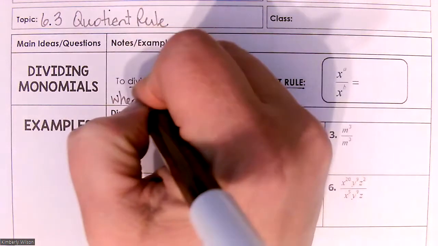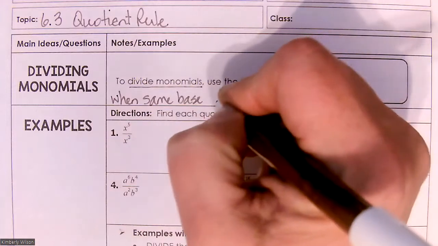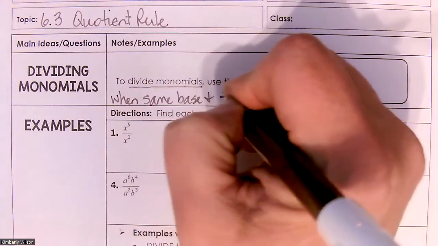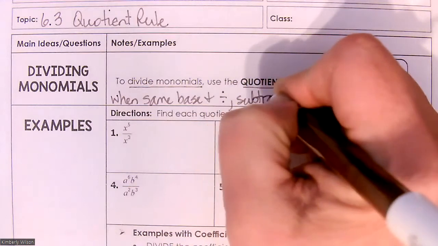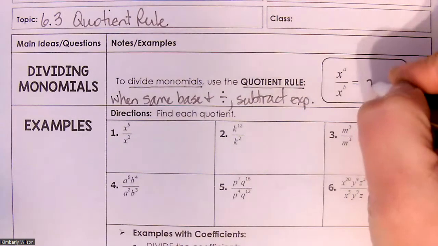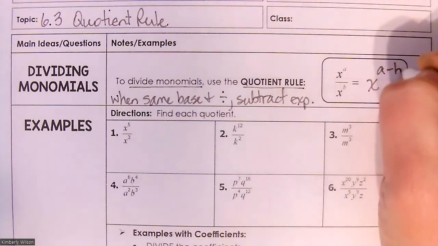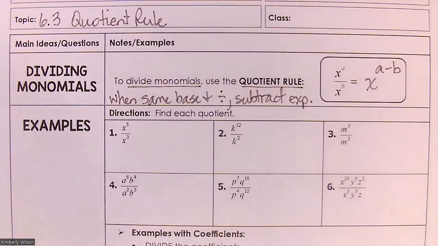When same base and dividing, subtract exponents. So it would look like x to the a minus b. Now let's work a problem and see why that works.